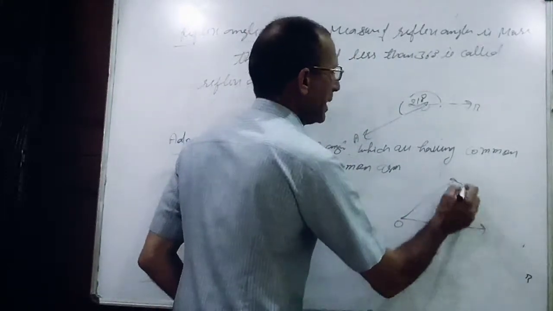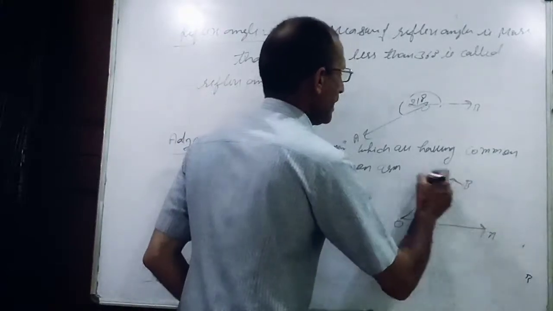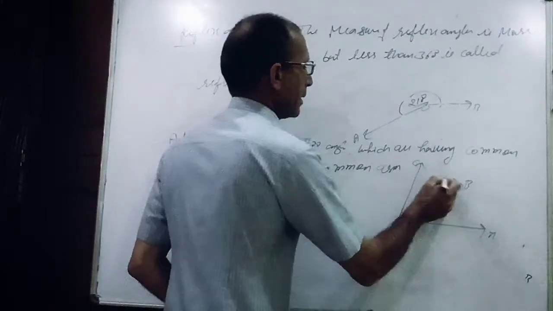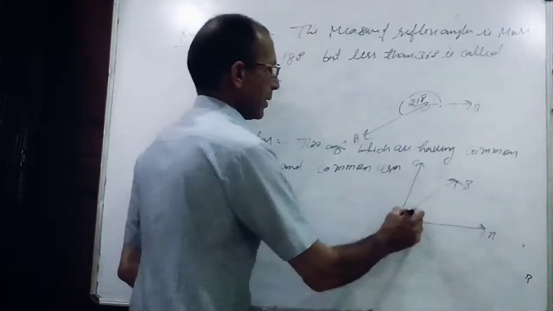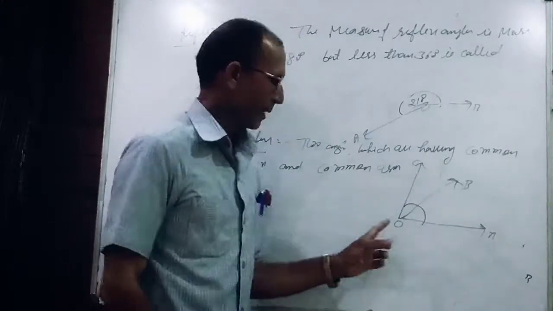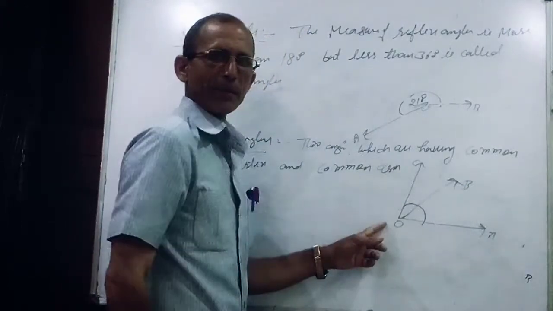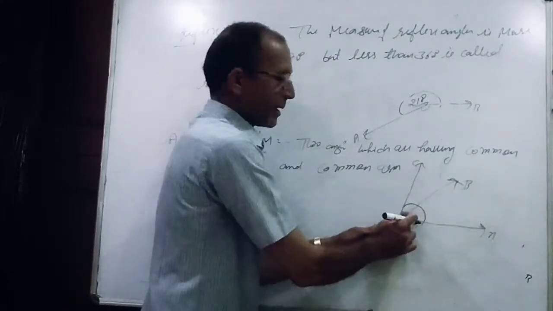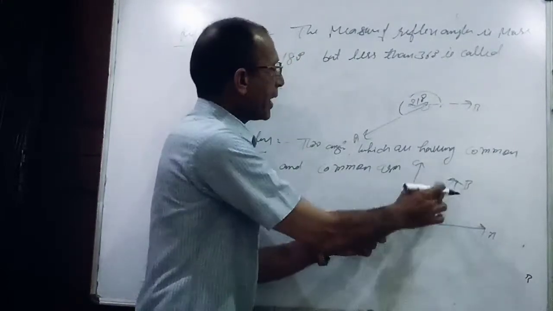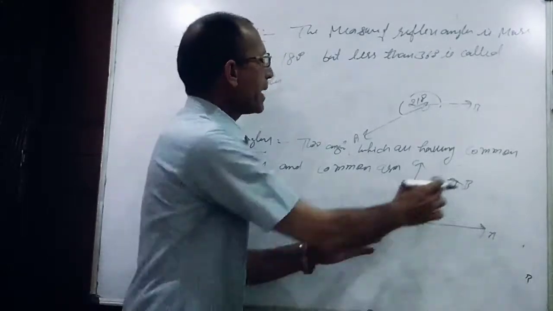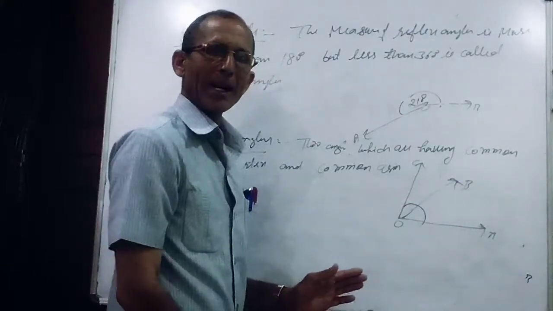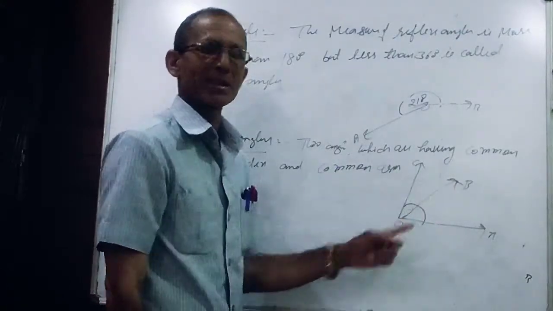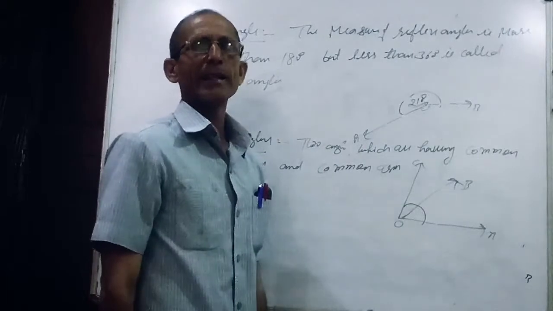O is the initial point, A, B, C. These are adjacent angles because OB is a common arm and O is a common vertex. AOB and COB have O as the common vertex, and OB is the common arm, and the other two sides are opposite these common arms. So these are called adjacent angles.